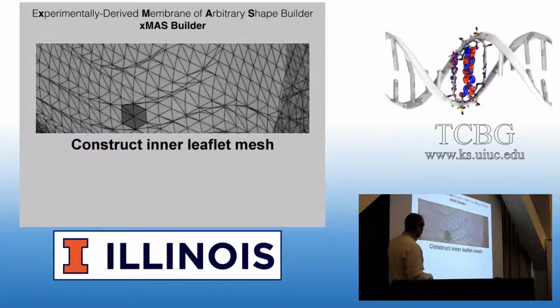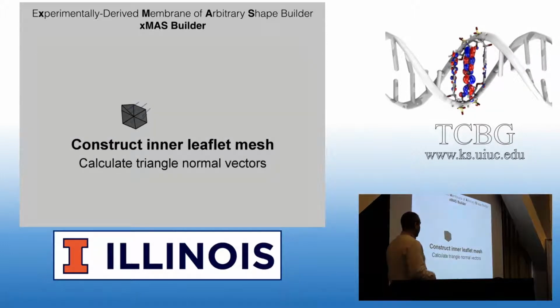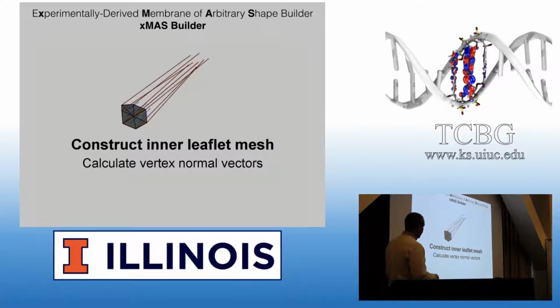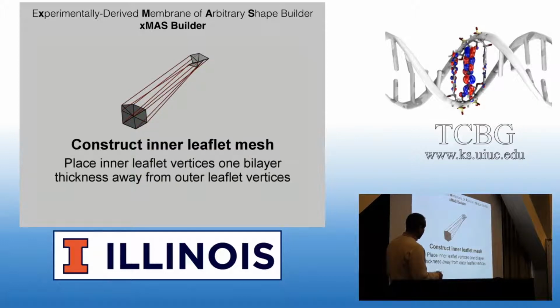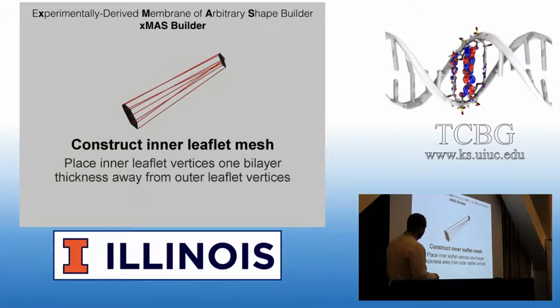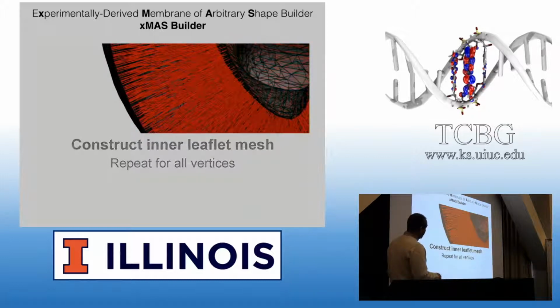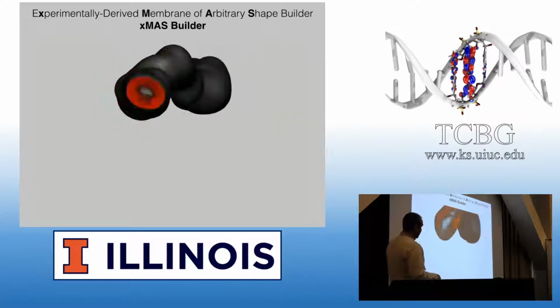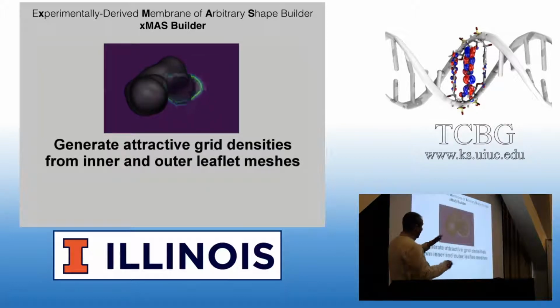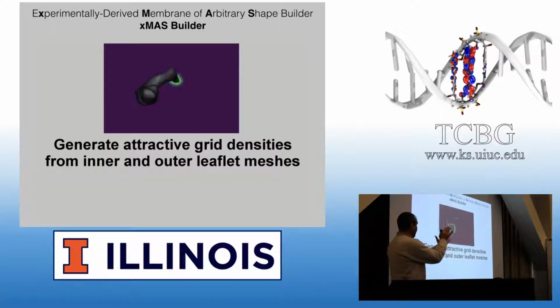Then we start with the density. We have to break it down into triangles and use the normals to all those triangles to find the normal to the vertex, and then use those to prepare the inner leaflet with respect to the outer leaflet.